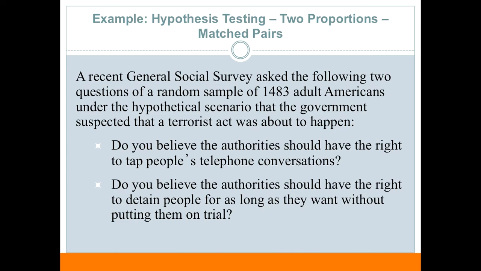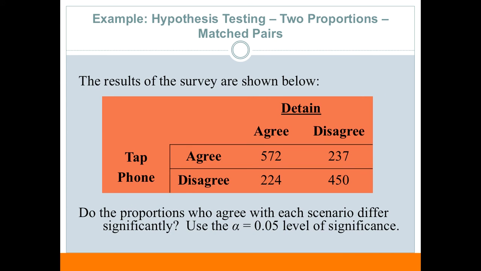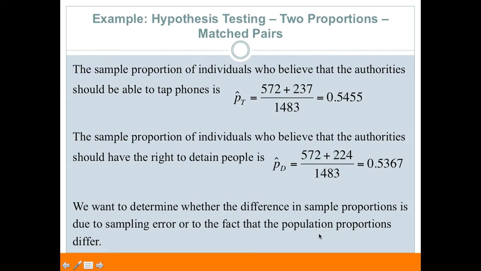The reason this is matched pairs is because we have 2 questions being asked of one particular person, and this was done 1,483 times. So if I were asked the first question, I would also be asked the second question. I'm matched with myself in this case. The results of the survey are shown below. We have tap phone and detain, with agree and disagree for each. We want to know if the proportions who agree with each scenario differ significantly. We're going to use the 0.05 level of significance.